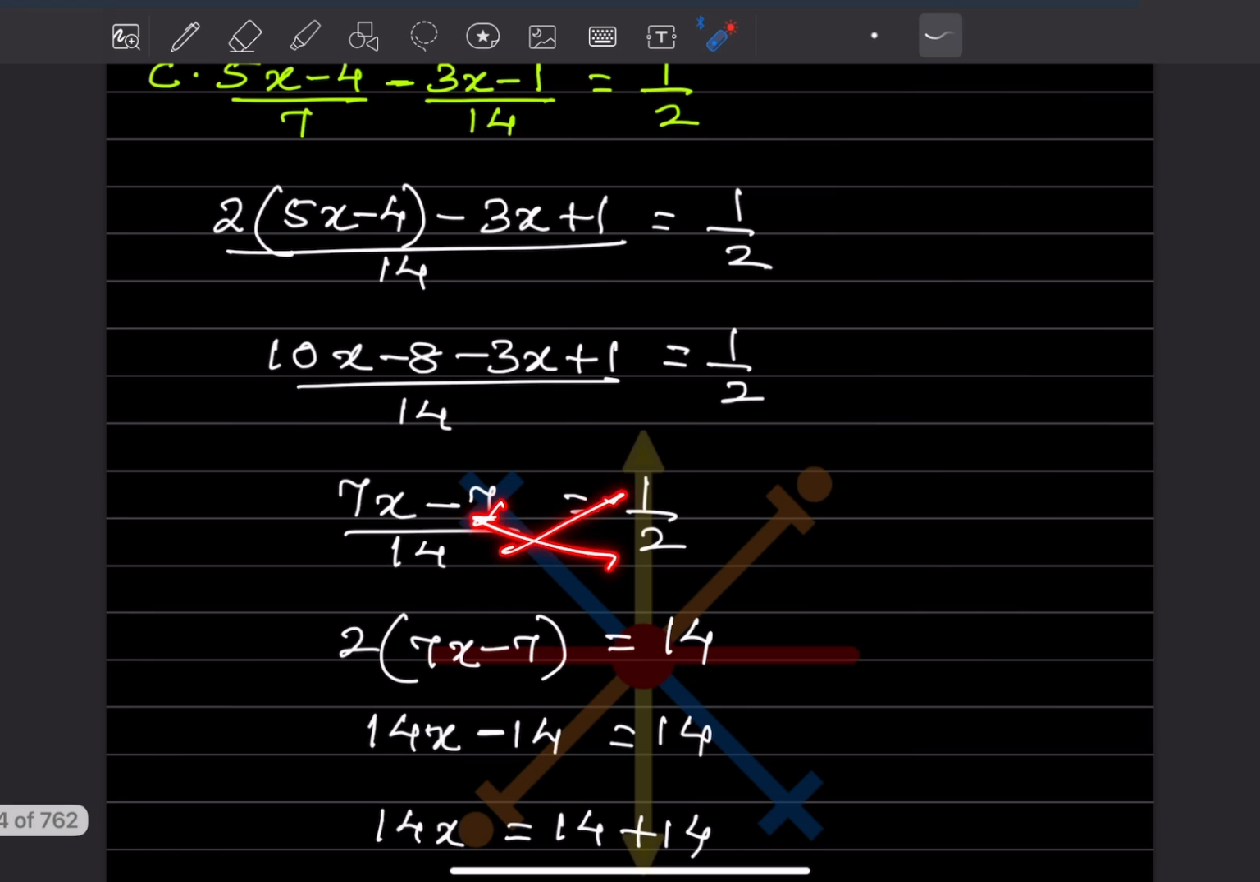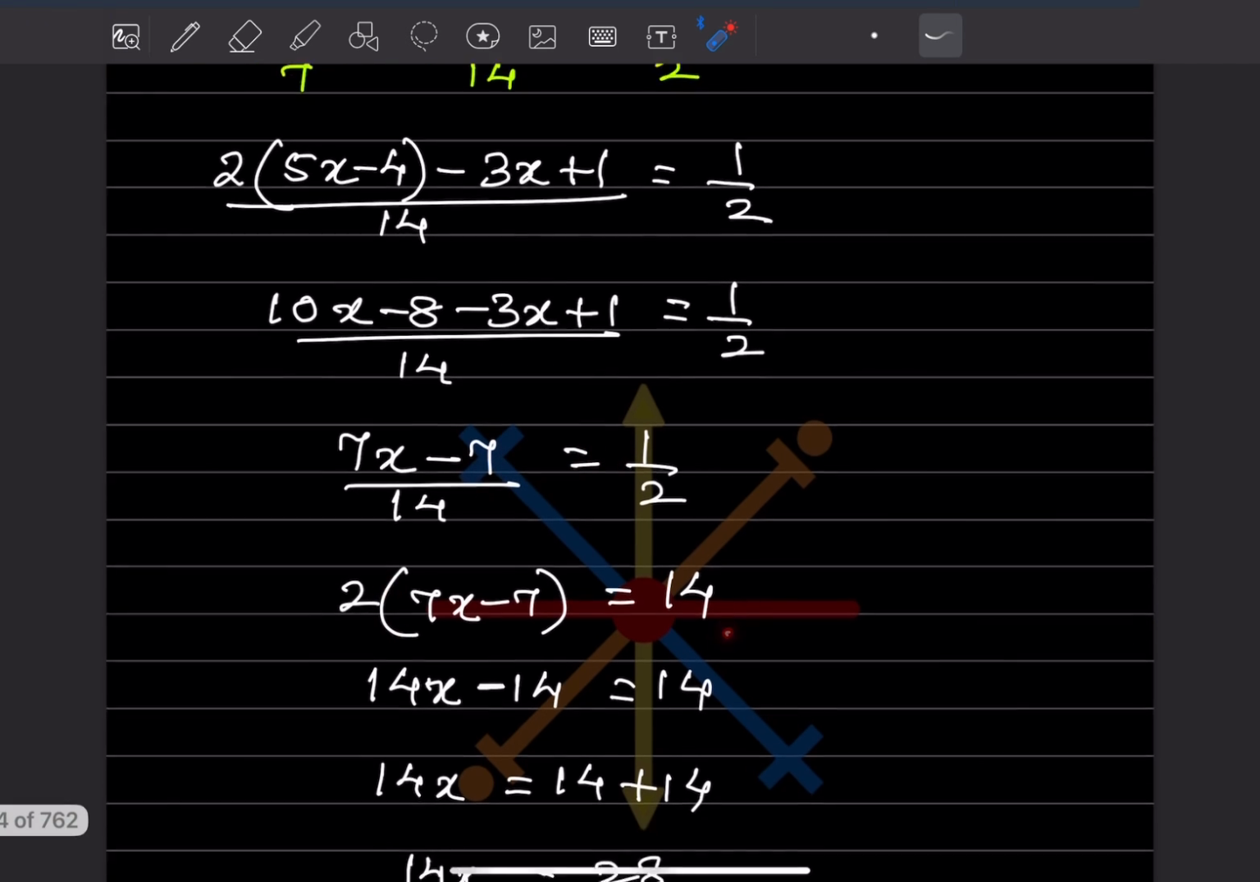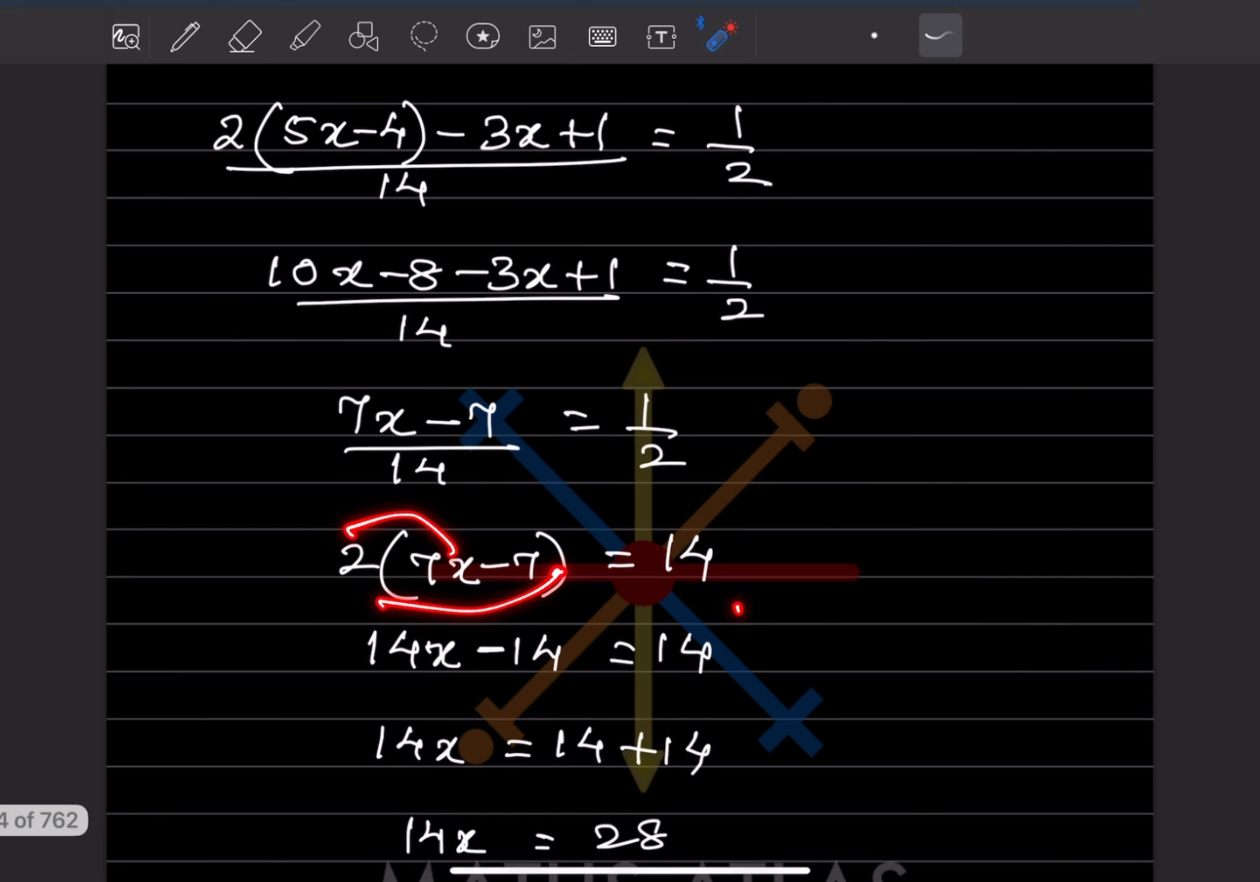Now here you are going to cross multiply. So 2 will go here. That will be 2 into (7x - 7), which will be 14. So after solving this, we get this 14.